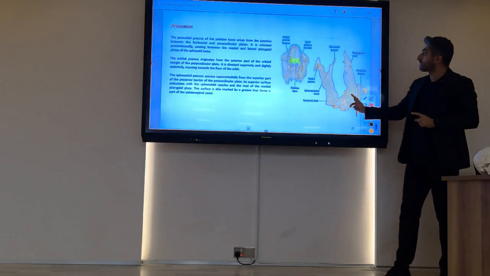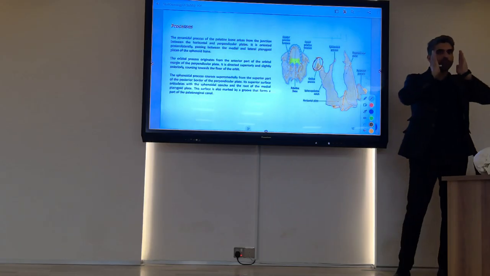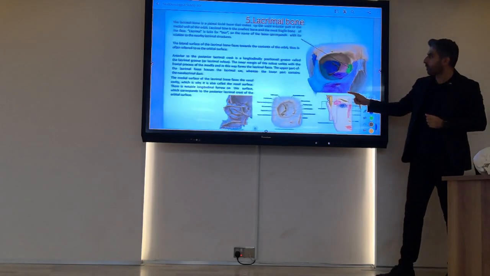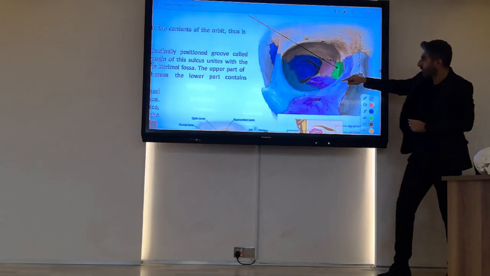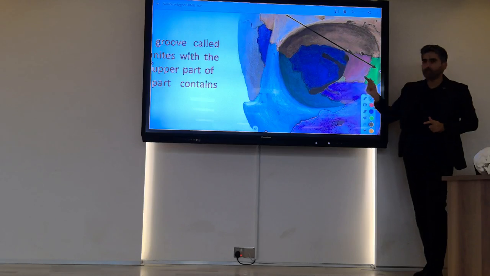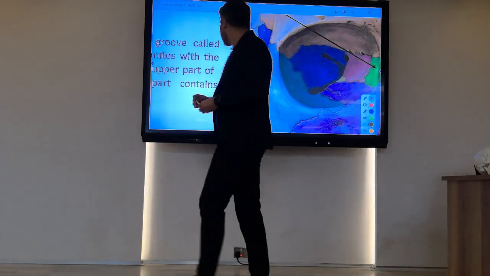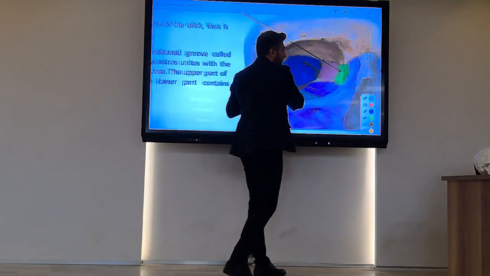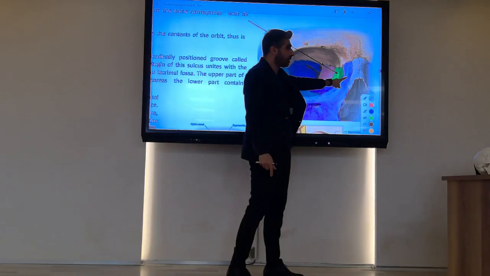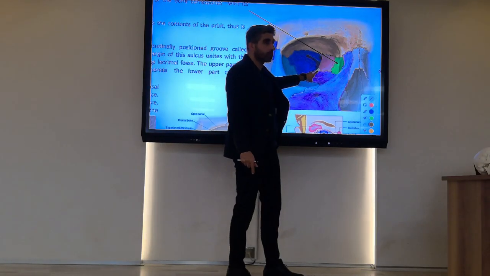I'm talking about this, guys. The orbital process of the palatine comes to the floor of the orbit, and you can see very small parts here. This one is the orbital process of the palatine bone. It comes to the floor of the orbit. You can see nasal, maxillary bone, the frontal process, lacrimal, ethmoid. This is the orbital process of the palatine.